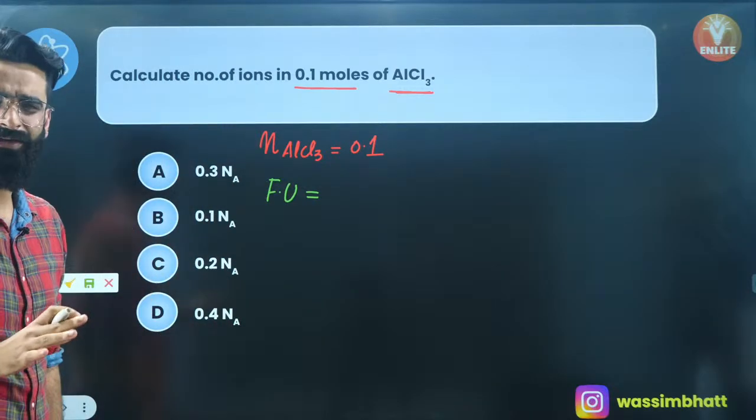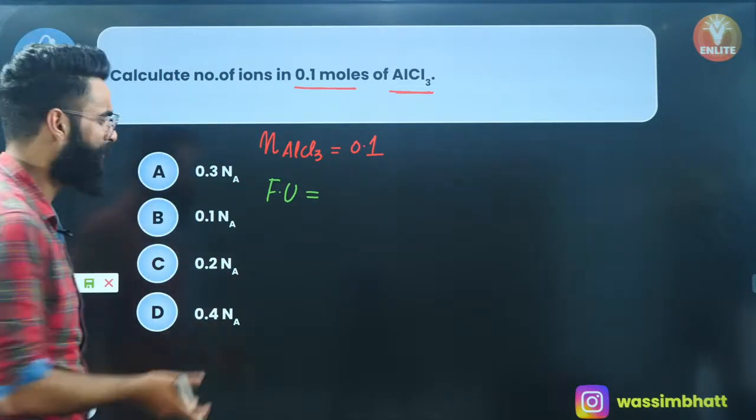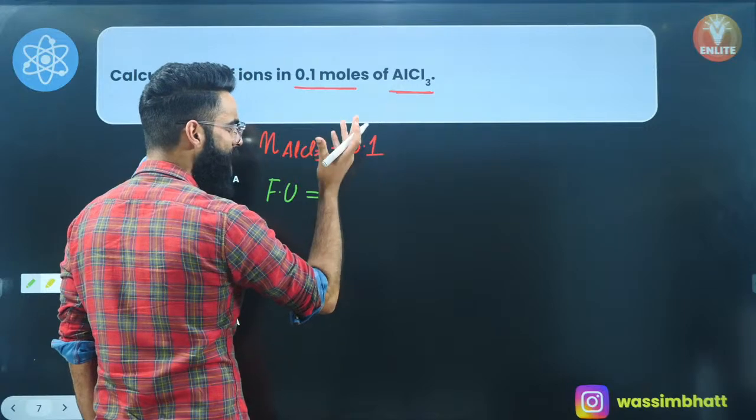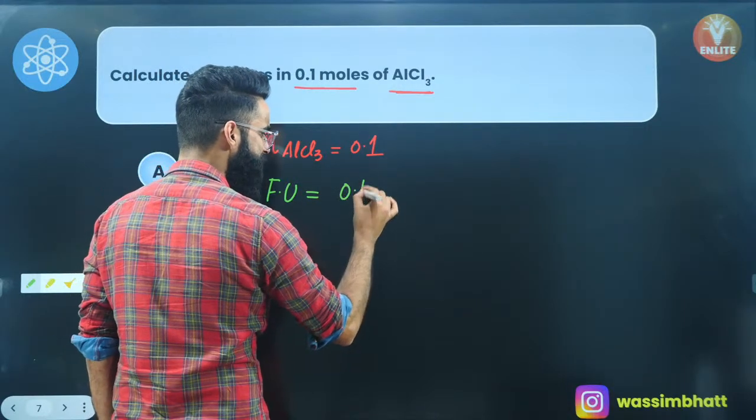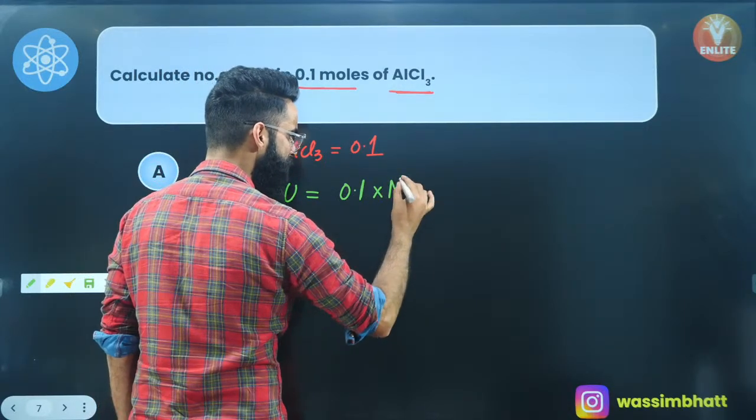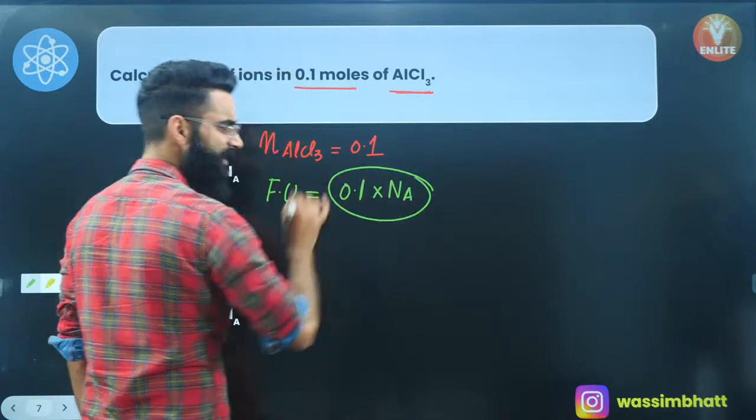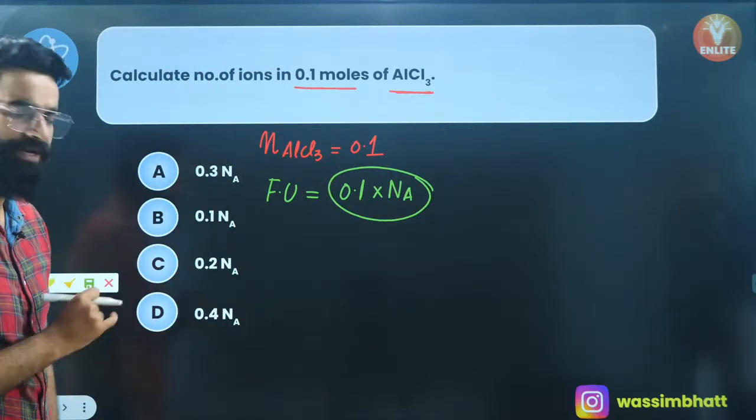Or instead of formula units, you can write molecules as well. Number of molecules of AlCl3. How do you convert moles into molecules? You just need to multiply moles with Avogadro's number. So these many molecules we have, these many formula units of AlCl3 we have, right?